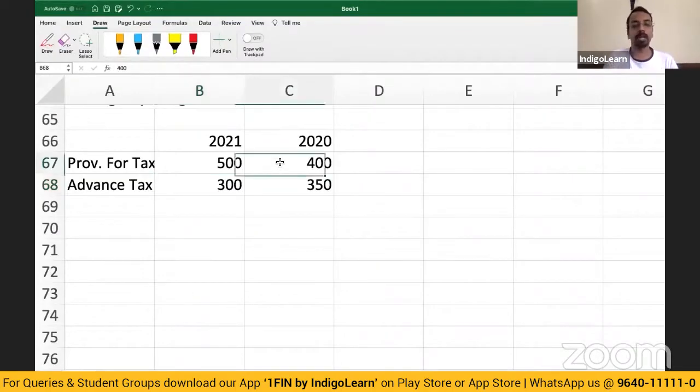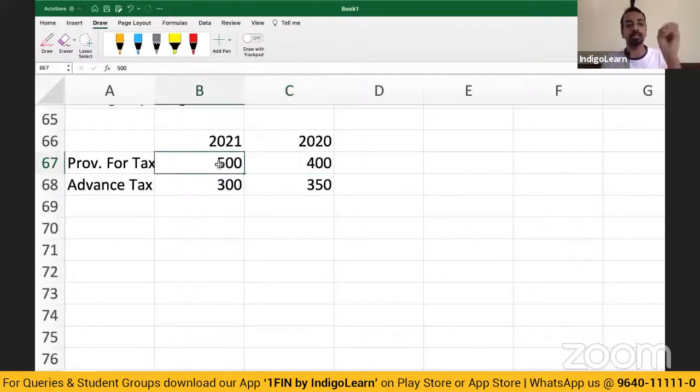Now, what does this mean? 400 was the provision for tax and 350 was the advance tax, and now 500 is the provision for tax and 300 is the advance tax balance. These are the balances. Generally, in practical life, the 2020 assessment will not get over in 2021. It will take at least 2 to 3 years time. But for exam purposes, what you can assume is that this advance tax paid, 350, would have been adjusted against the provision for taxation, and in most cases, this closing balance of provision for taxes represents current provision for taxes.